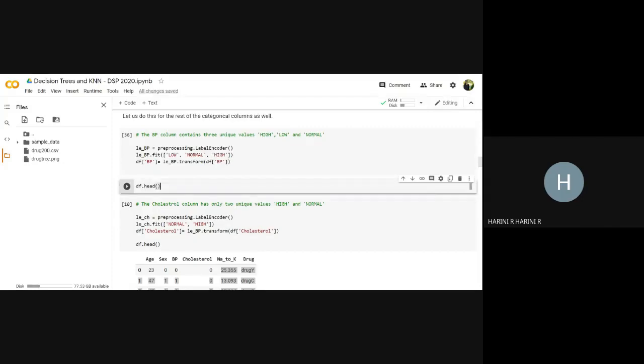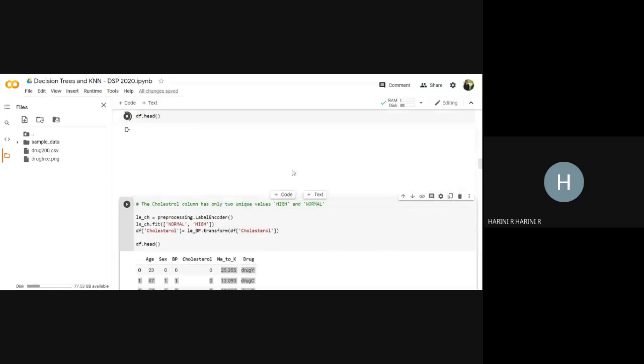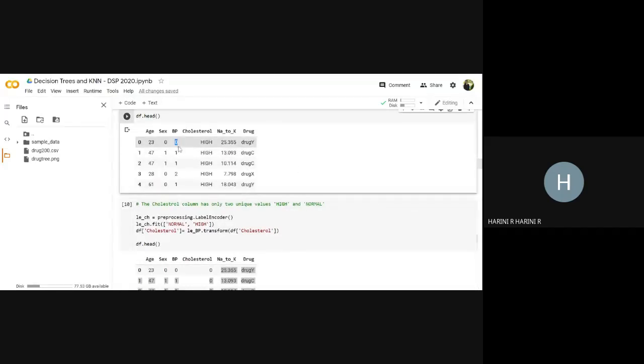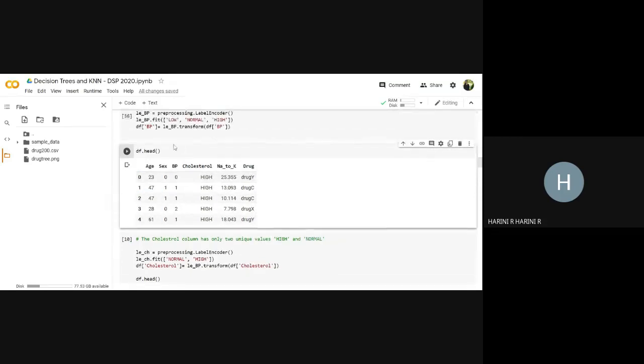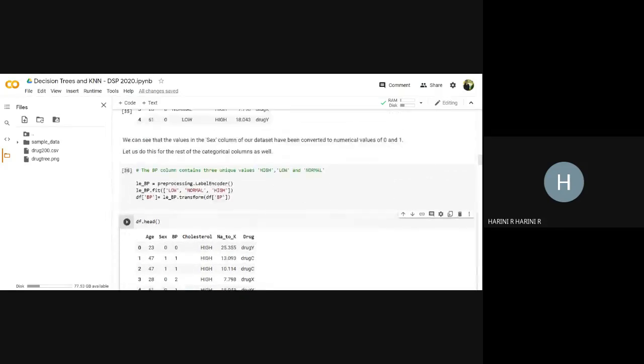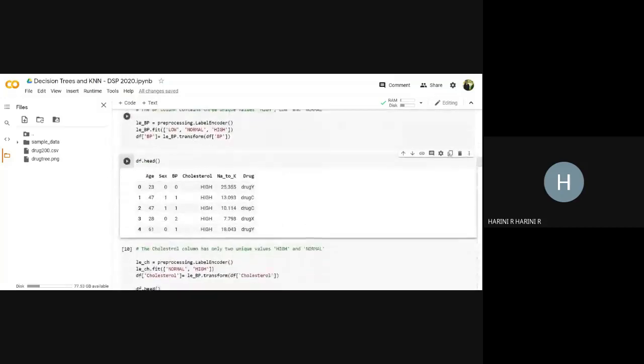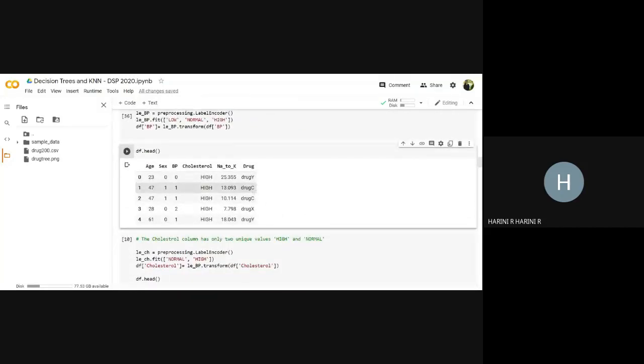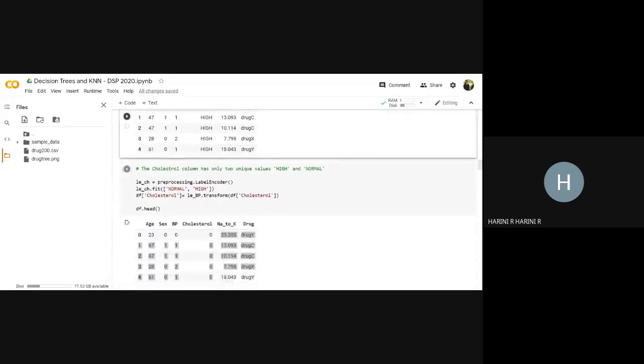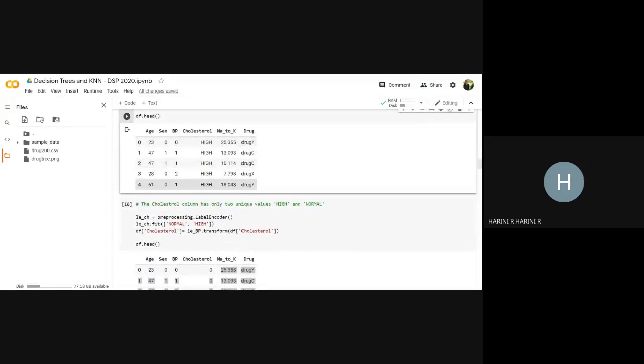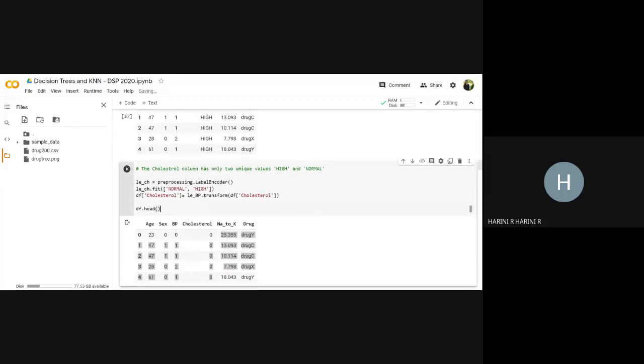And yeah, we can take a look at how the data set looks like now. We can see that the BP column has been replaced. I mean, the entries have been replaced by 0, 1, and 2. 0 will refer to low, 1 will refer to normal, and 2 will refer to high. All right, so we'll do the same for the cholesterol column also.